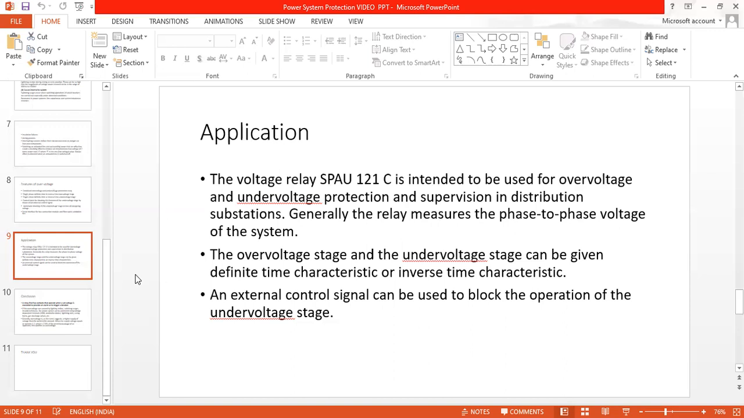Not only that, but the overvoltage stage and the undervoltage stage can be given definite time characteristic or inverse time characteristic. Let me explain the external control signal, which can be used to block the operation of the undervoltage stage.